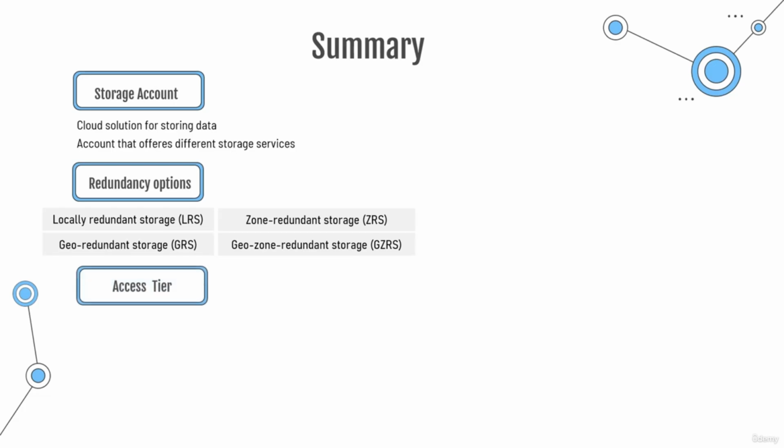Additionally, we have talked about the different access tiers. This is also one factor that is affecting the cost of our storage in our blob storages. We have the different access tiers: hot, cool, and archive.